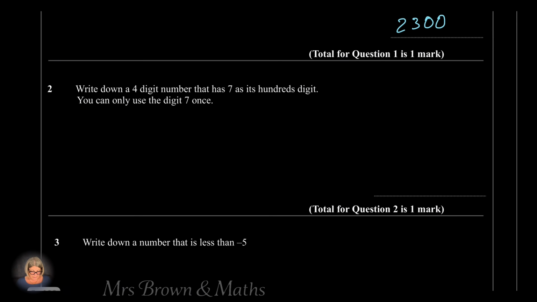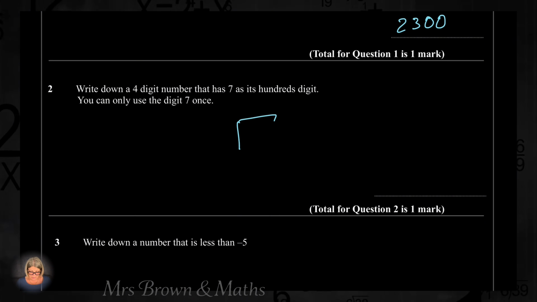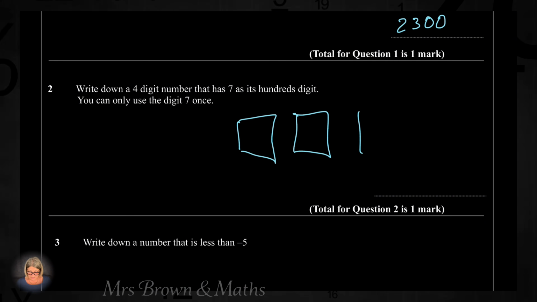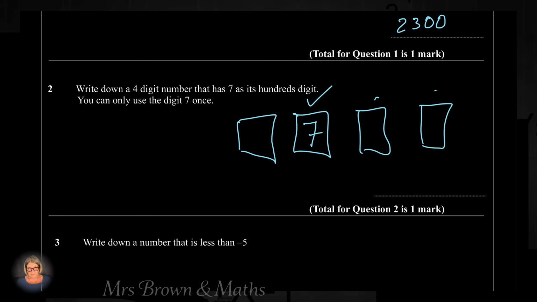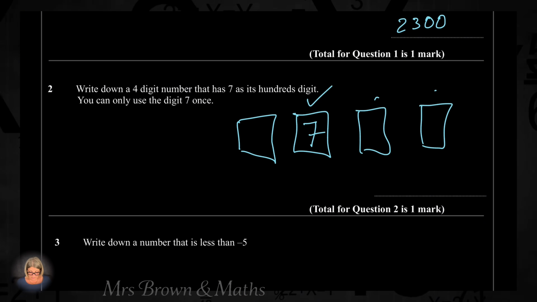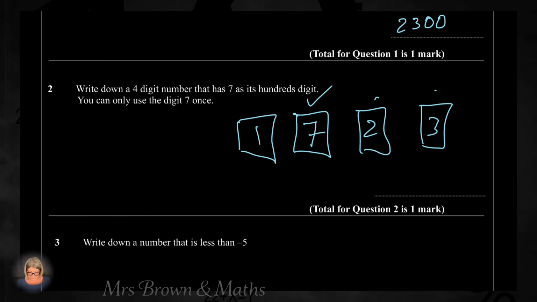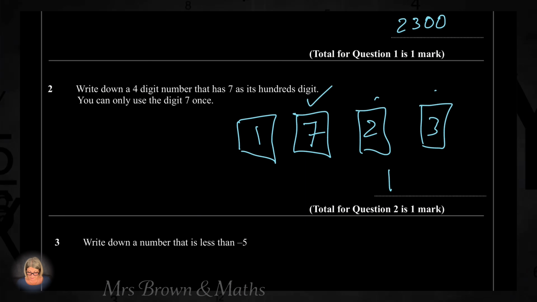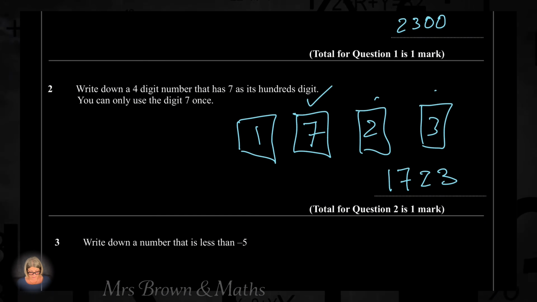Question 2. Write down a 4-digit number that has 7 as its 100th digit. So 4-digit, 1, 2, 3, 4. Units, tenths, hundredths. So 7 must be here. Right, now you can fill in any digits you want, but not 7. I will put just 1, 2, 3. Right, so my answer will be 1723. Again, choose digits you want.